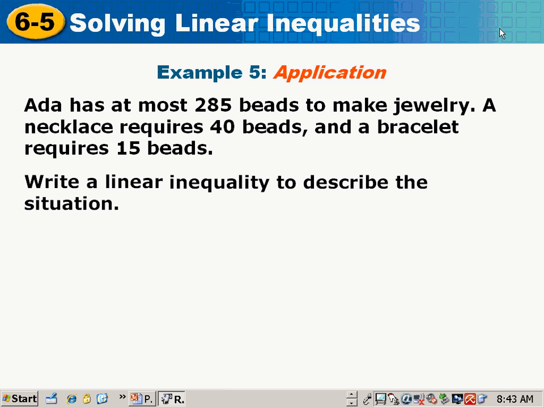This is Emily Mahana with example number 5. Ada has 285 beads to make jewelry. A necklace requires 40 beads, and a bracelet requires 15 beads. Write a linear inequality to describe the situation.